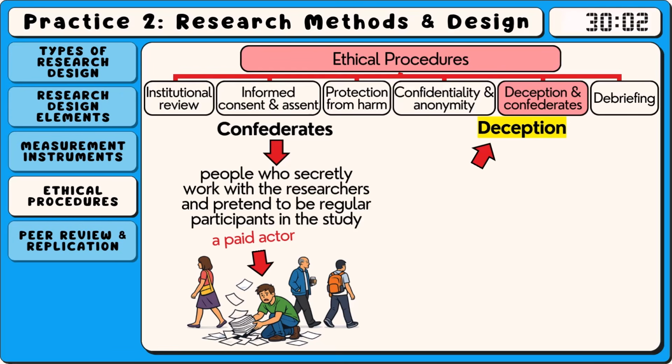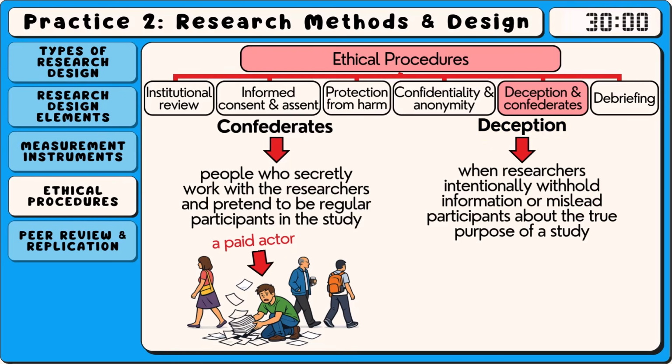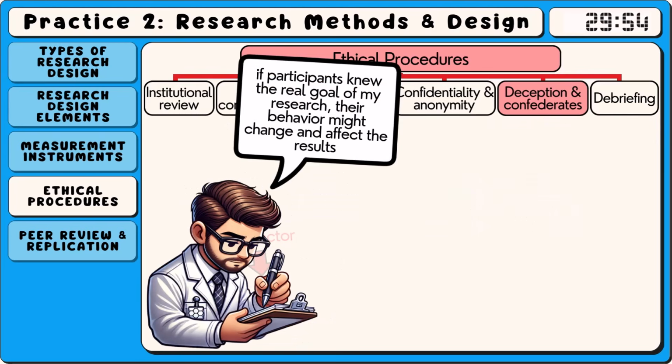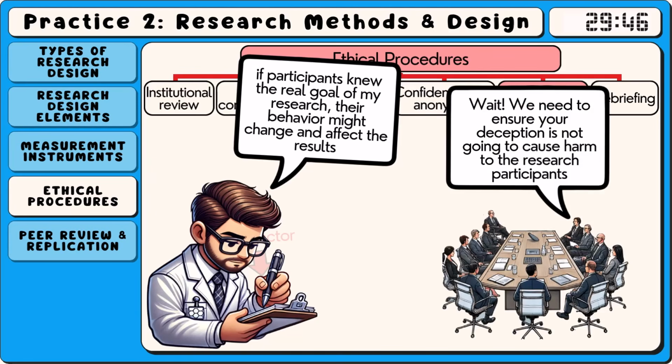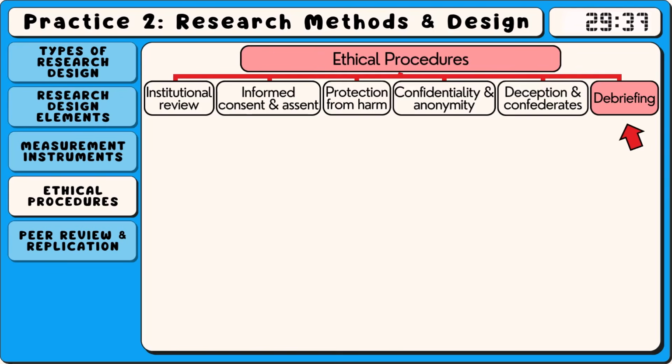Now let's look at deception. This is when researchers intentionally withhold information or mislead participants about the true purpose of a study. This is sometimes used because if participants knew the real goal of the research, their behavior might change and affect the results. However, an institutional review board must approve of the deception beforehand to ensure it is not going to cause harm to the research participants. Usually, deception also requires debriefing after the study is complete.